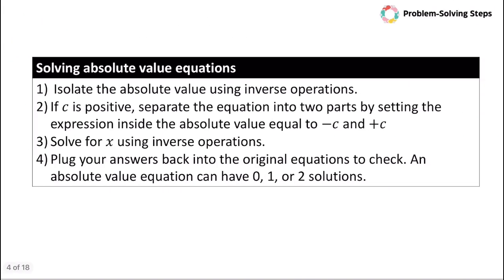So here's what we do to solve absolute value equations. You always want to make sure the absolute value is first isolated using inverse operations. If c is positive, then we're going to separate into 2 parts by setting the expression inside the absolute value equal to positive and negative c. Then we'll solve for x using inverse operations, and you always want to plug your answers back into the original equation to check. An absolute value equation can have 0, 1, or 2 solutions.